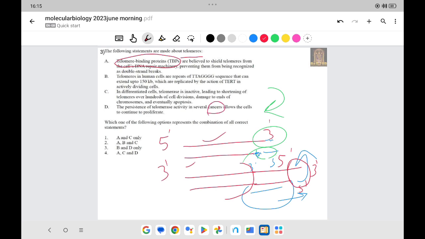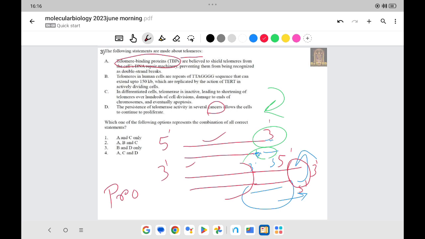But in the case of stem cells, telomerase is very much needed because they have a very long lifespan. If the amount is too low in them, then a disorder like progeria can happen. This kind of disorder is related to aging before the actual age. So now let's see the options. Here I also told you that the TBPs are believed to shield telomeres from the cell's DNA repair machinery.